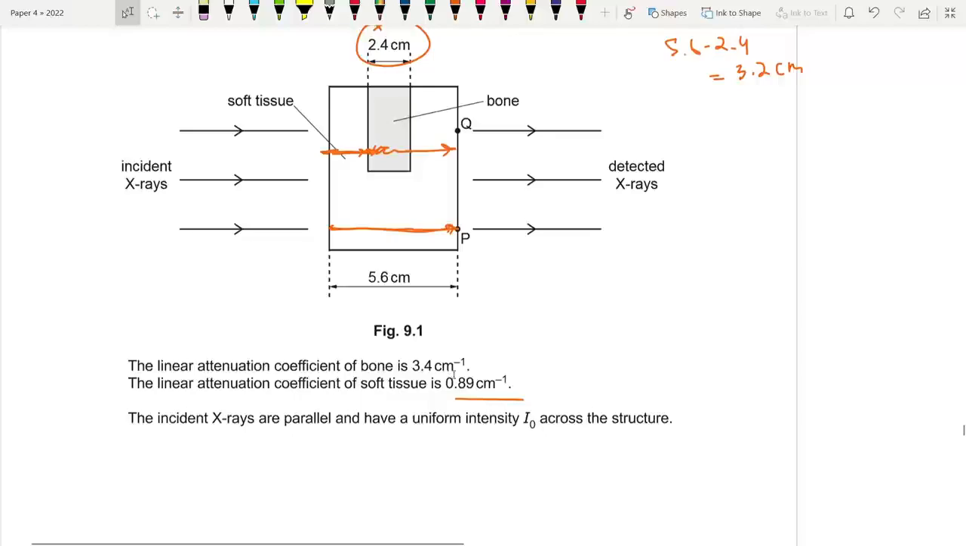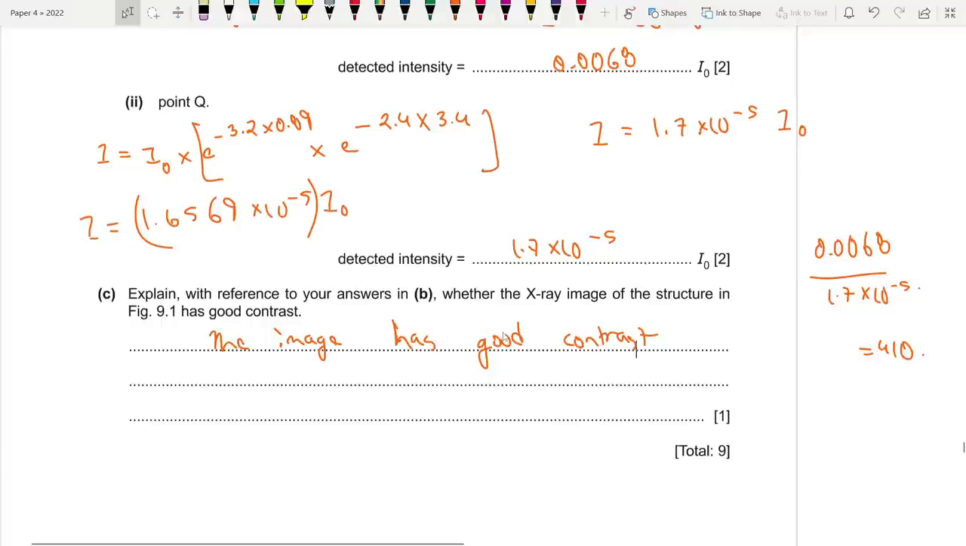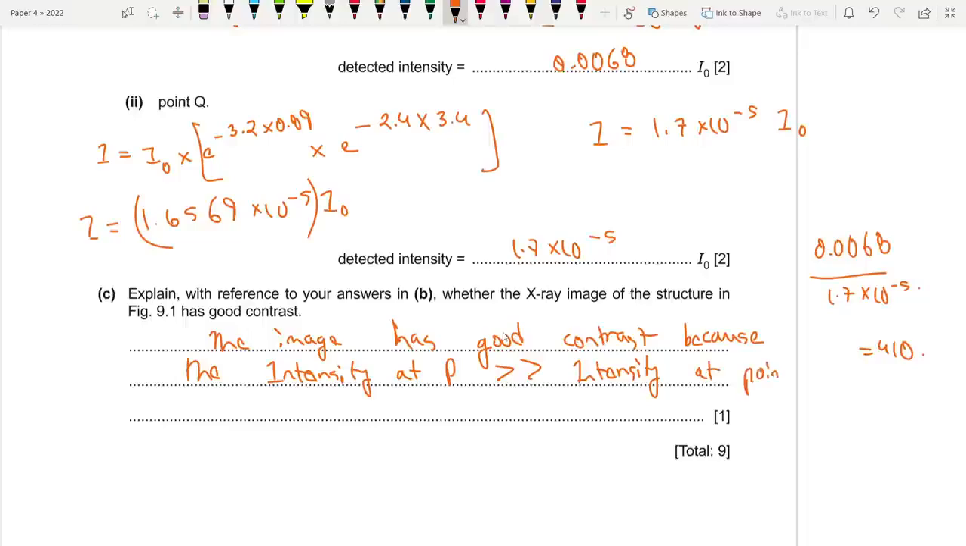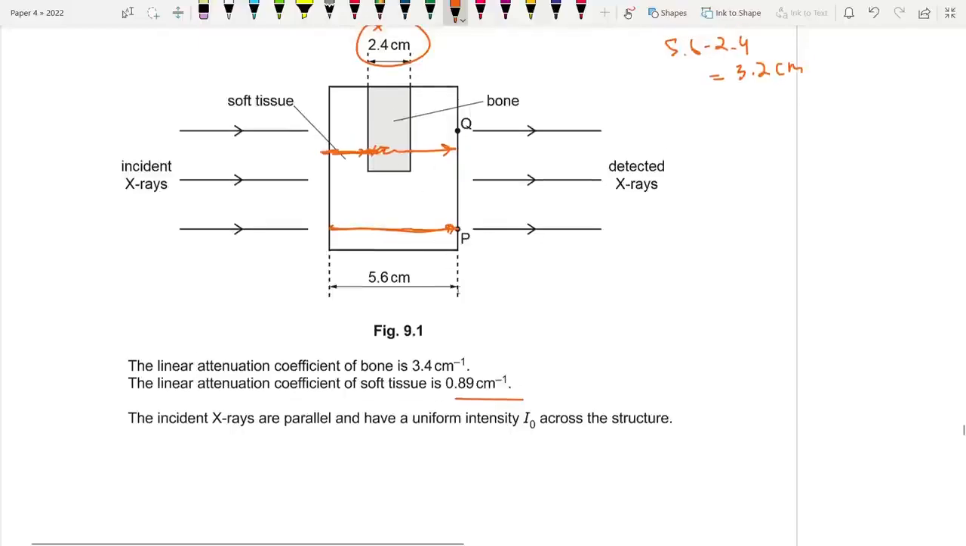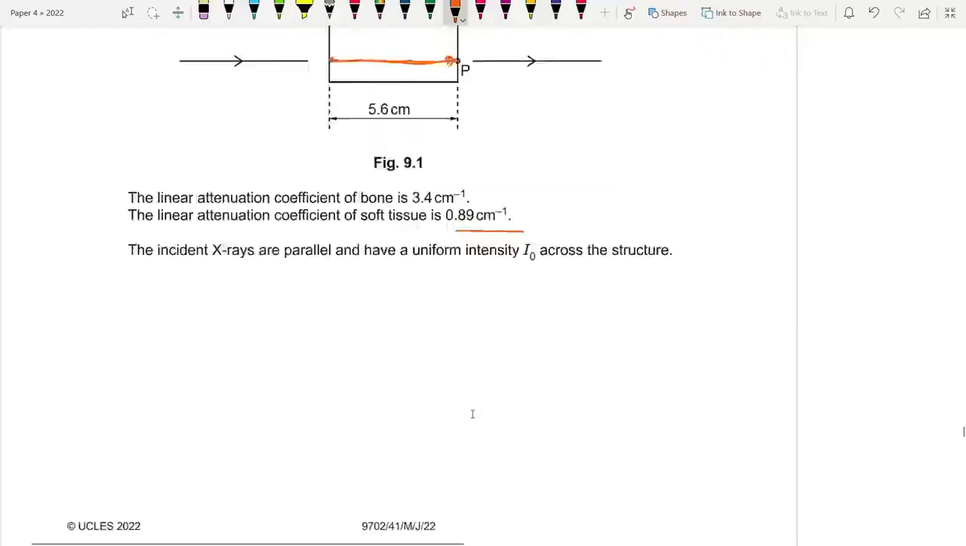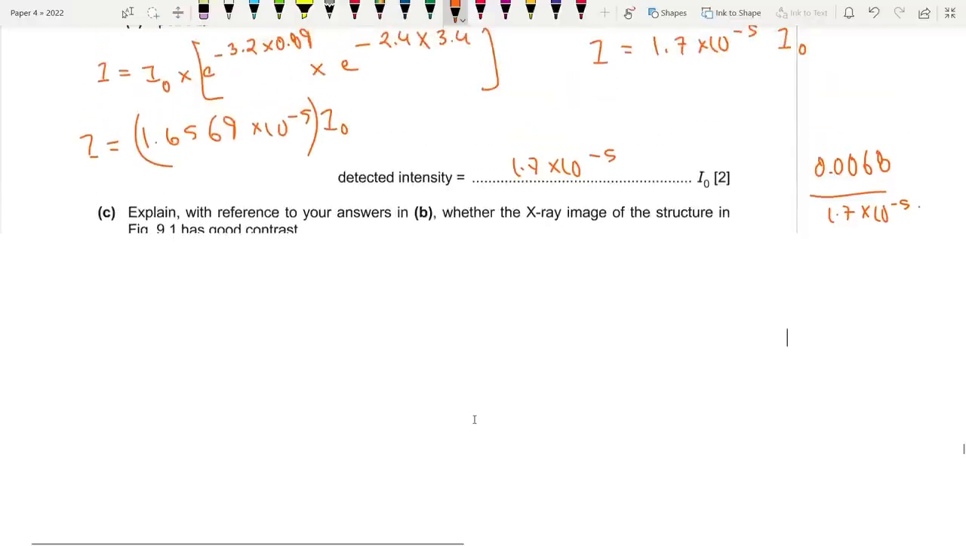They're talking about these values. You could talk about those, or we could just say that the image has good contrast because the intensity at point P is much greater than the intensity at point Q. That's all. Or you could say that the value of the attenuation coefficient for the bone is much greater than the attenuation coefficient for soft tissue. That's all. Okay, so it has good contrast. If they were similar, the image would have bad contrast.